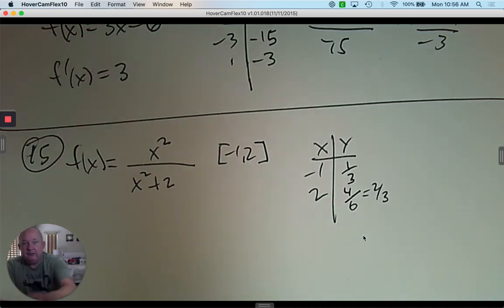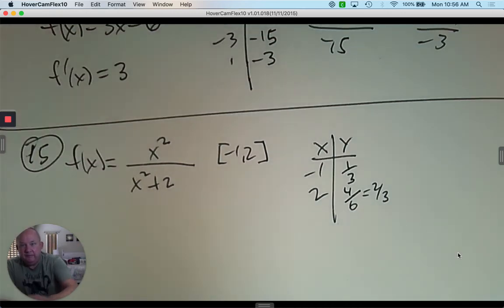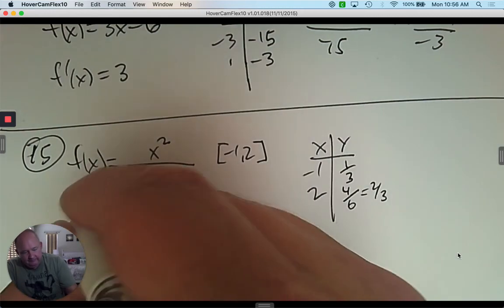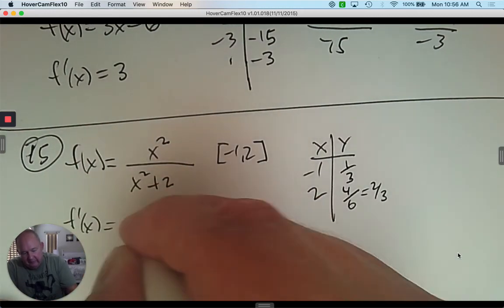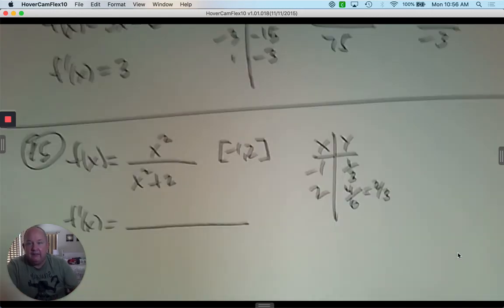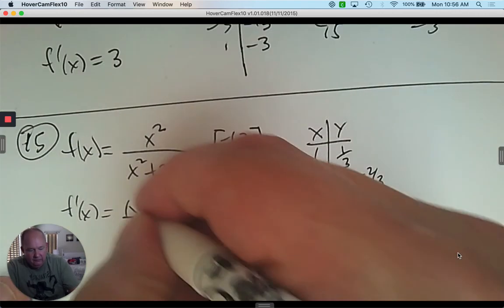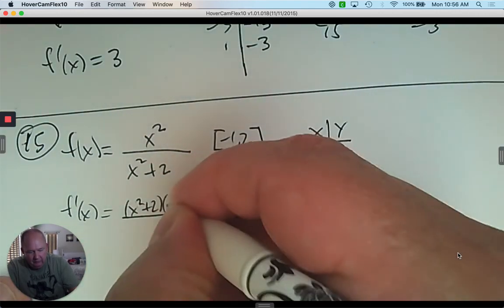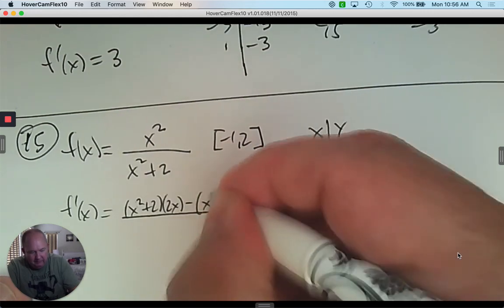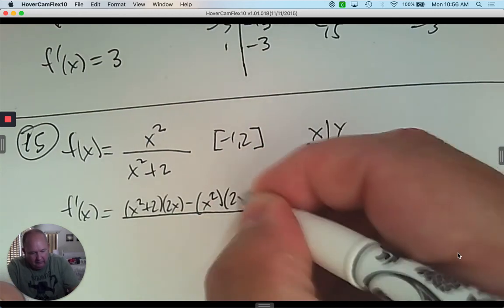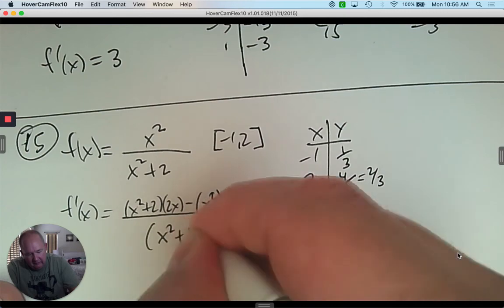Did you get those answers? 1/3 and 2/3. Next, we're going to take the derivative. Now, in order to take the derivative here, along a healthy fraction line, we're going to have to do the quotient rule. That is the bottom times the derivative of the top, subtract the top times the derivative of the bottom, and then we're going to square the bottom.